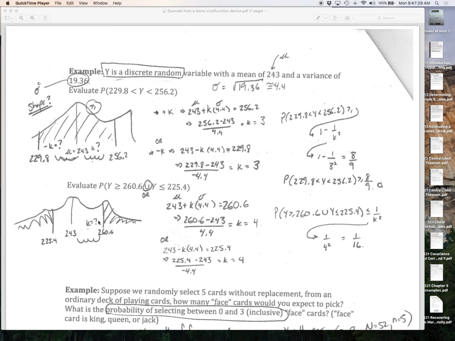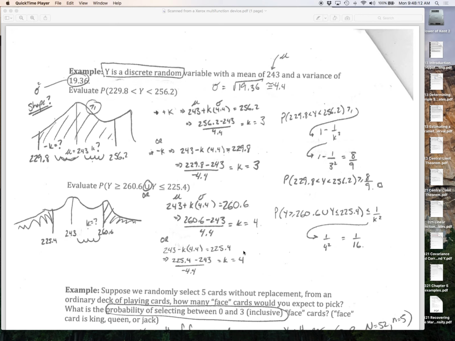Both of these outside areas together, the largest they could be is 1 over k squared. That's the largest it could be. It could possibly be smaller than that. So again, how do we find what k is? Here's my upper limit, here's my lower limit, here's my middle. How many standard deviations do I need to get here? I can take the expected value plus k standard jumps, set it equal to the upper limit, and solve for k. Or I could do the middle, subtract k jumps times how long those jumps are, set equal to the lower limit, and solve for k.